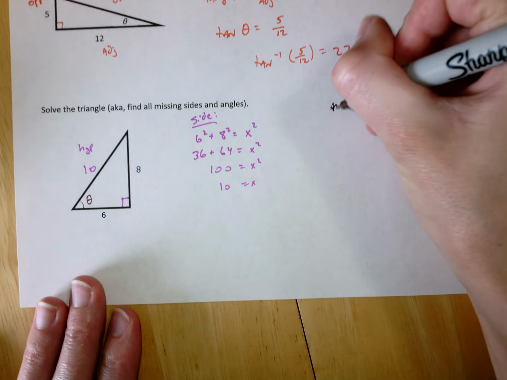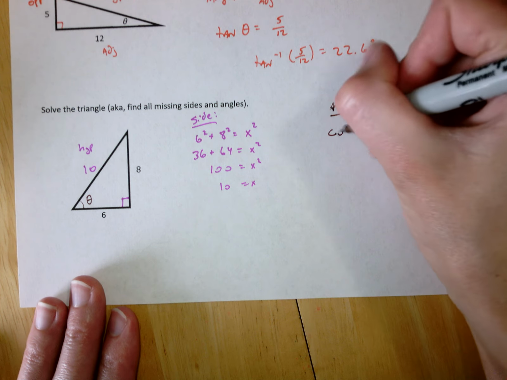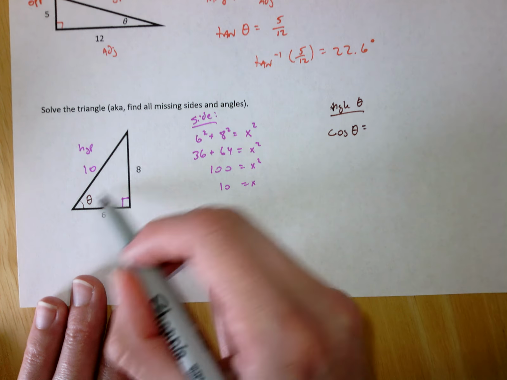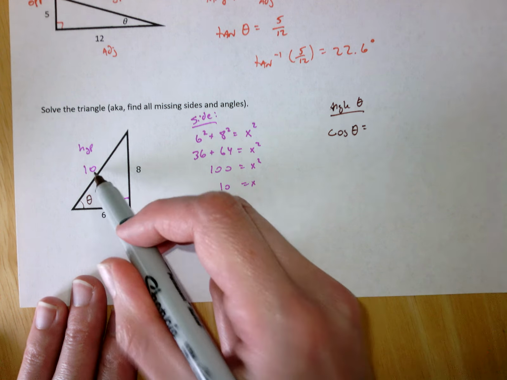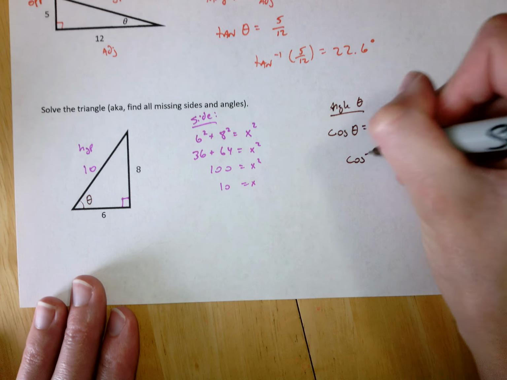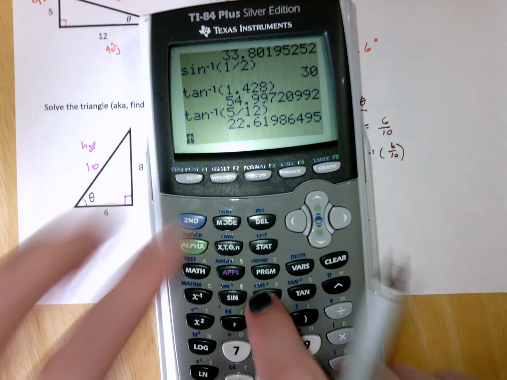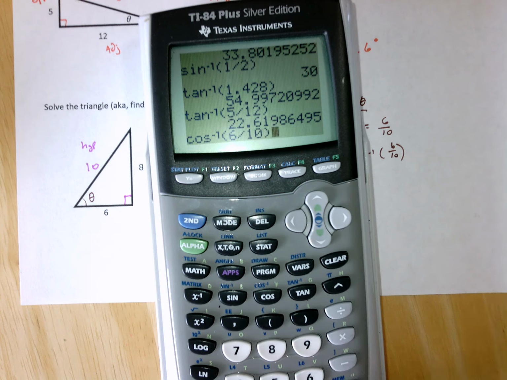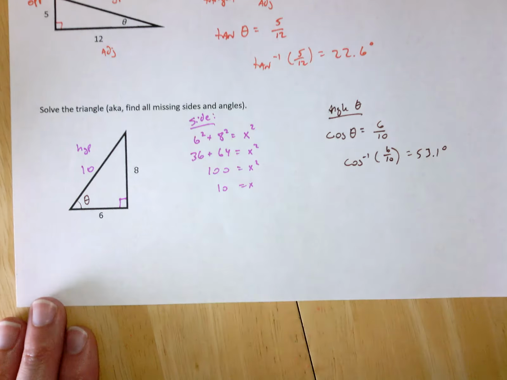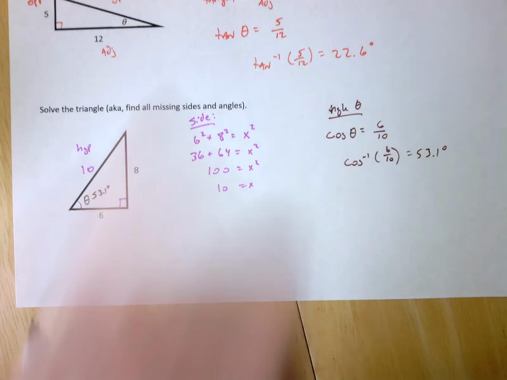Okay, so to find our angle theta, I'm going to say that the cosine of my angle, right? Cosine of this angle would be adjacent over hypotenuse. So it would be 6 over 10. So I'm going to find the arc cosine of 6 over 10. So the arc cosine of 6 over 10 is 53.1 degrees. Perfect. Okay, so now I know that this angle right here is 53.1 degrees.